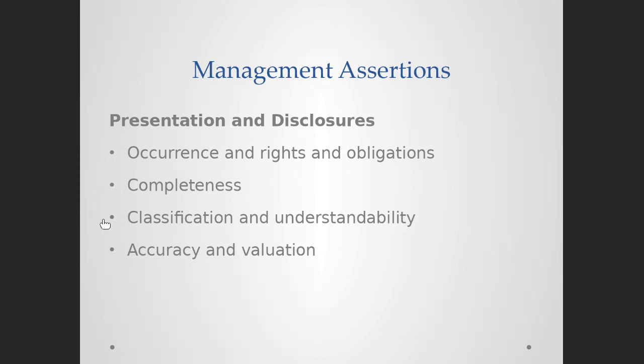Next one is classification and understandability. When we say classification, we are saying that it is classified in the right place. So let's say if it is a contingent liability, certain contingent liabilities, you have to record a liability, a payable in the balance sheet. In certain cases, you have to just write about it in the footnote disclosure. So whatever the situation is, this item is classified in the right place.